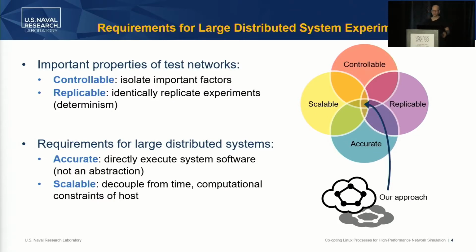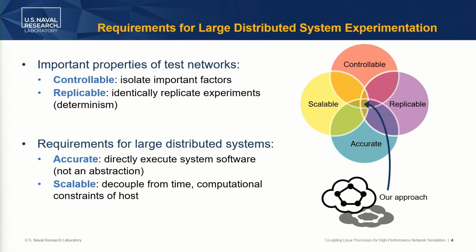So the requirements for distributed system experimentation are as follows. First, for any test network, we want it to be controllable so we can isolate important factors in our experiments, and we want them to be replicable so we can identically reproduce the results that we are achieving.